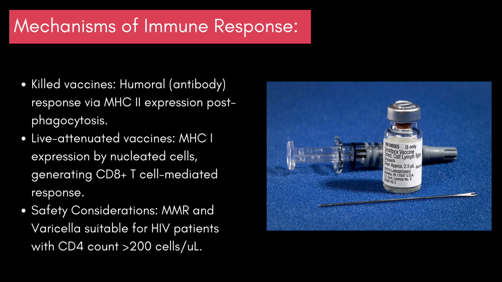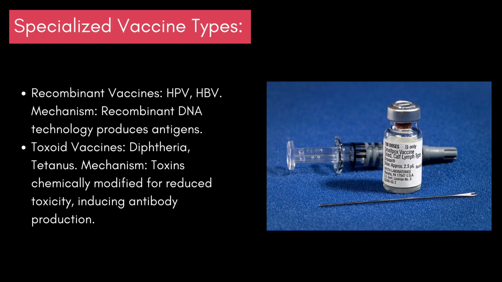All right, next topic, mechanisms of immune response. Killed vaccines, humoral antibody response via MHC2 expression post-phagocytosis. Live attenuated vaccines, MHC1 expression by nucleated cells, generating CD8 plus T-cell mediated response. Safety considerations, MMR and varicella suitable for HIV patients with CD4 count above 200 cells/uL. All right, moving on.